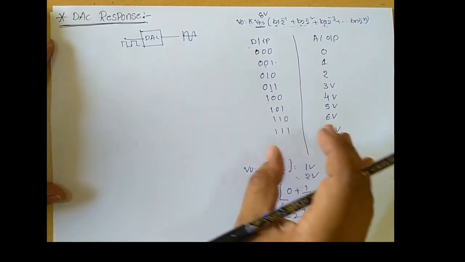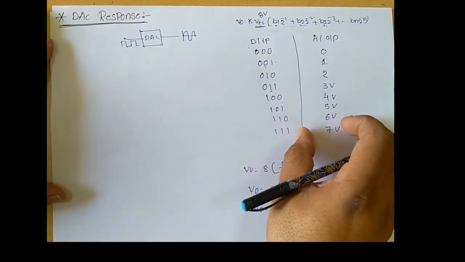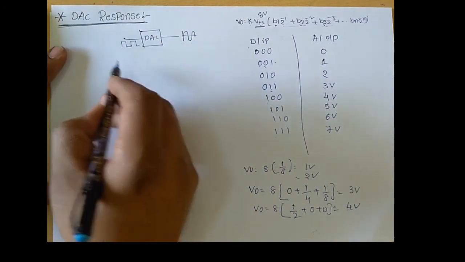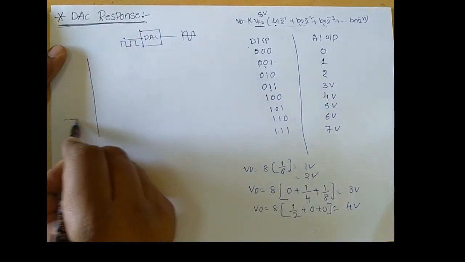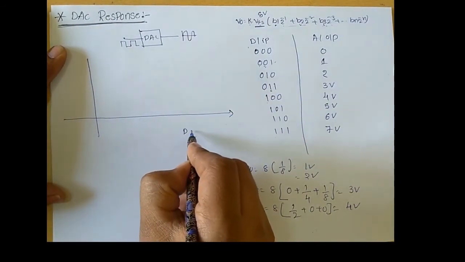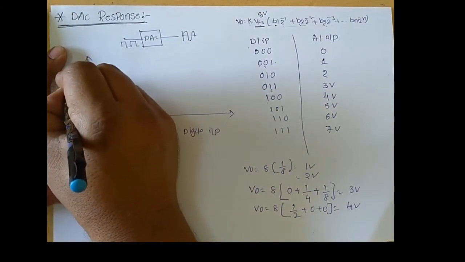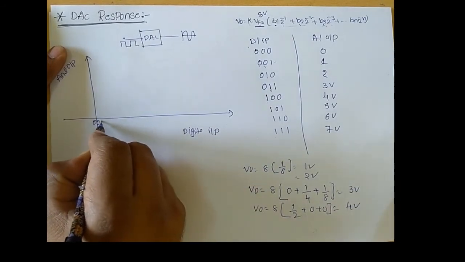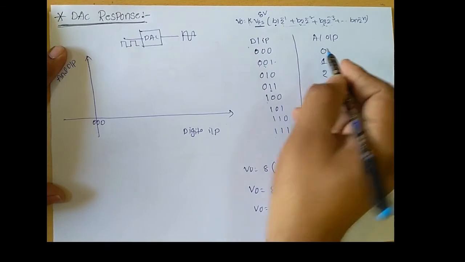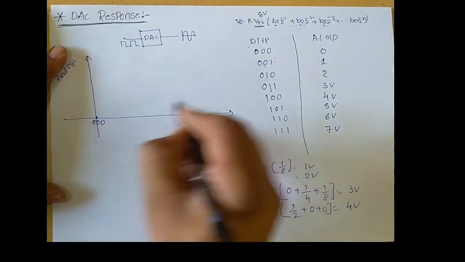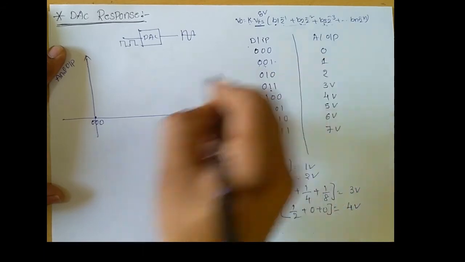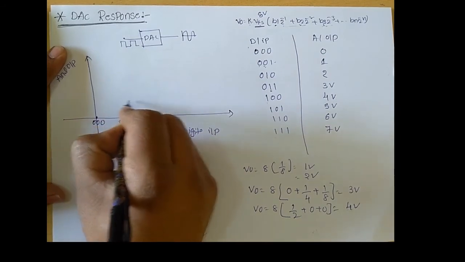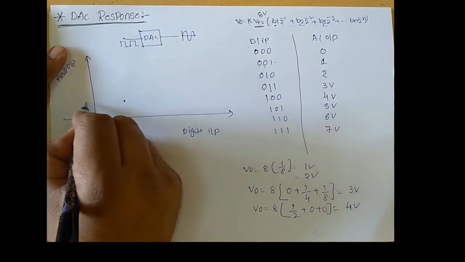Now with respect to these given digital inputs and outputs, we draw the waveform. That response is called the digital to analog converter response. Here we consider the digital input, and here we consider the analog output. First of all, we give the digital input 000. If we give the digital input 000, the output is 0. Similarly, we give another digital input, 001. If we give the digital input 001, we get the output equal to 1 volt. So here we assume this is the 1 volt.